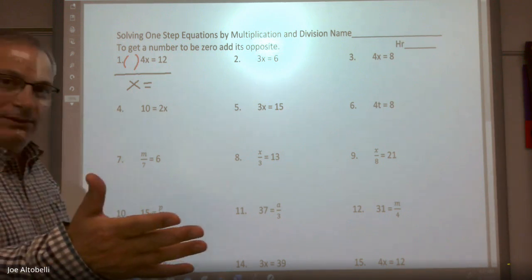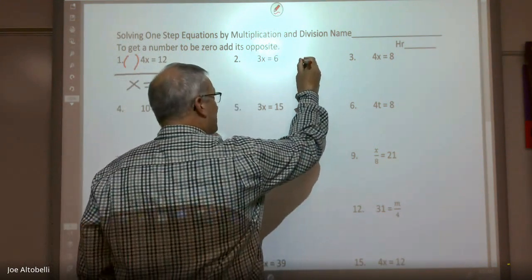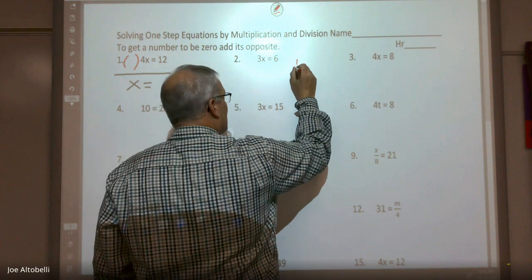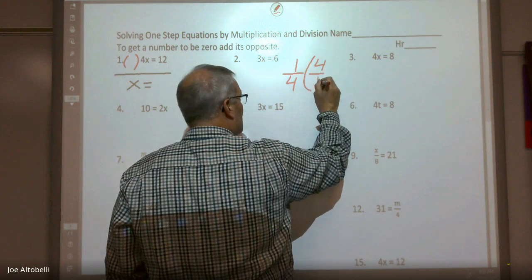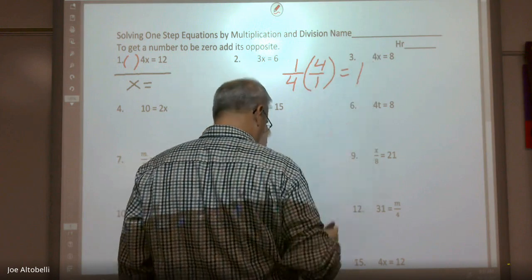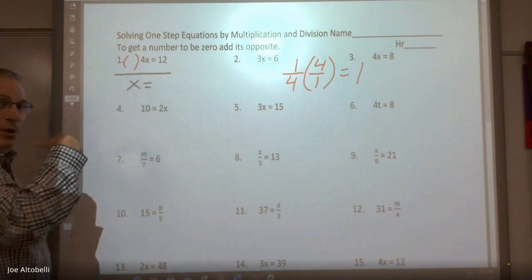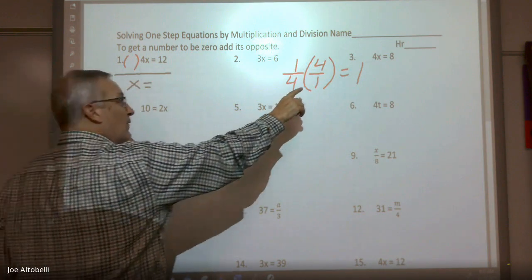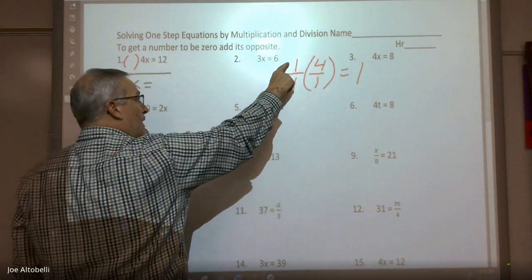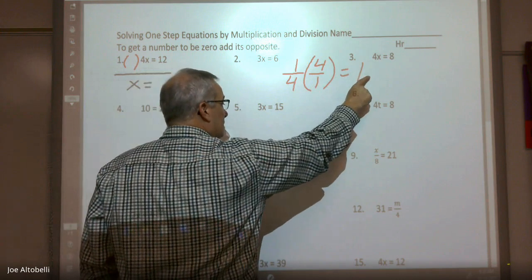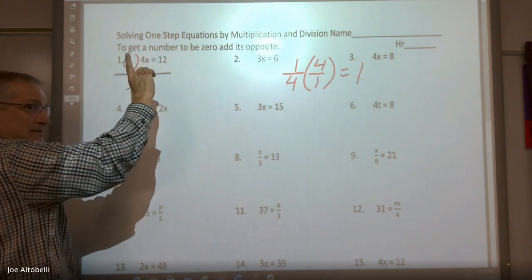My camera people, you can't see this. Well, I'll just write it right here. All right, so here it is. Even though this is 4, when you're multiplying by a fraction, it's 4 over 1. So when you multiply by 1/4, you get 1, because I need to figure out what 1x is.